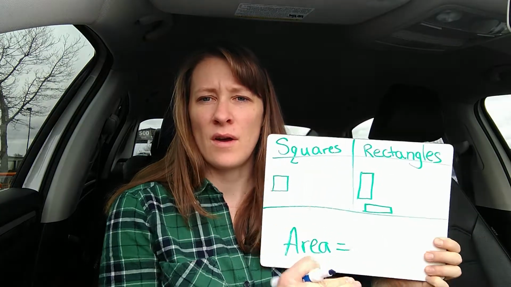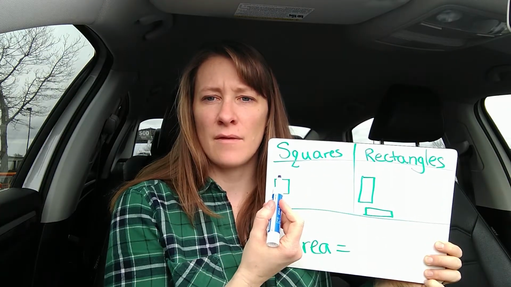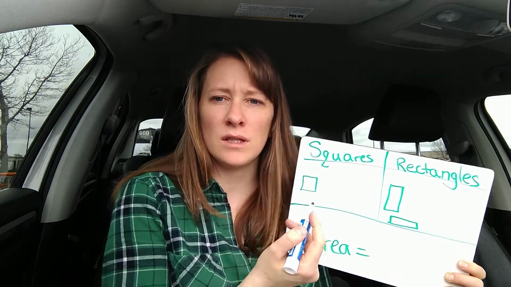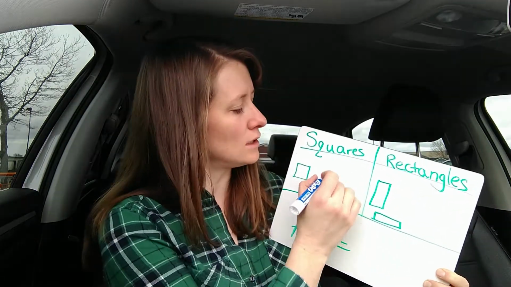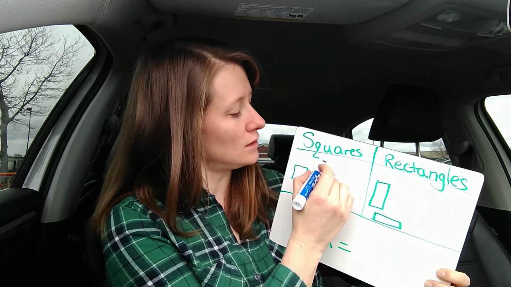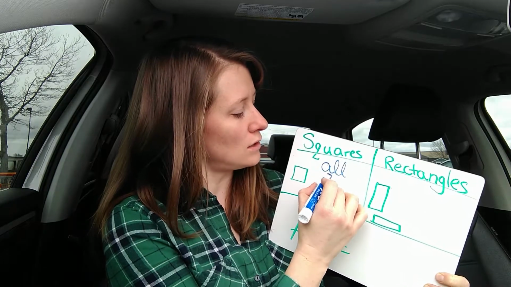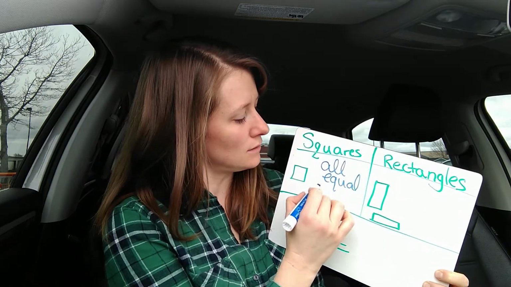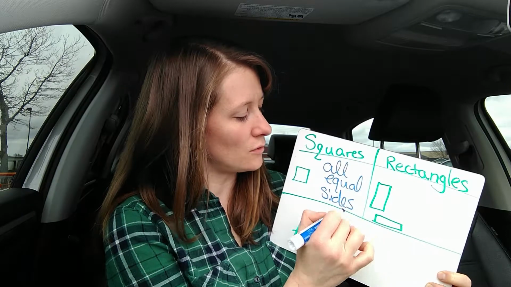So here we go. We've got our squares, which have four sides, and they're all equal, and they're 90-degree angles. So all equal sides, their measurements are equal lengths.